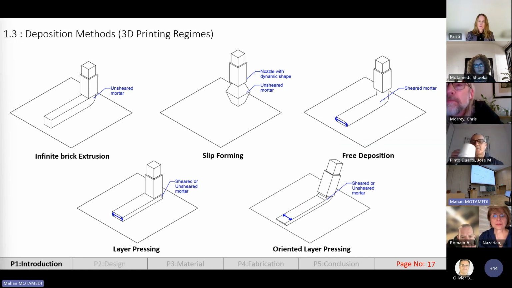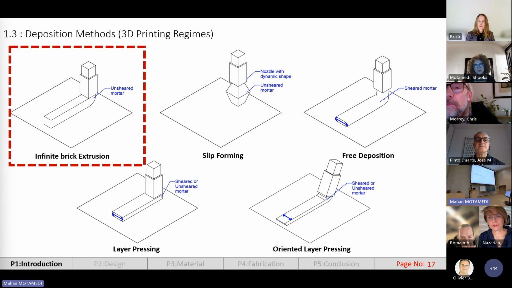Using any of these 3D printing setups, we can have 5 different printing regimes. Printing regimes is the method that we deposit the material. So the first one is the infinite print extrusion, in which the material will exit the nozzle in an unsheared state, meaning that it is stiff enough to not deform under its own weight, and it holds its shape, and it keeps the shape of the nozzle.